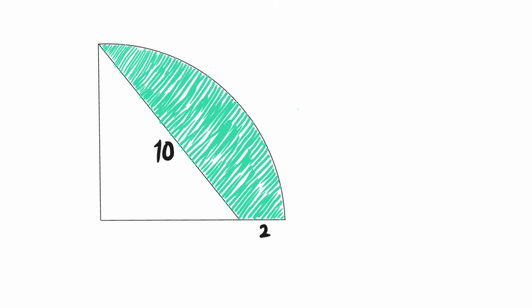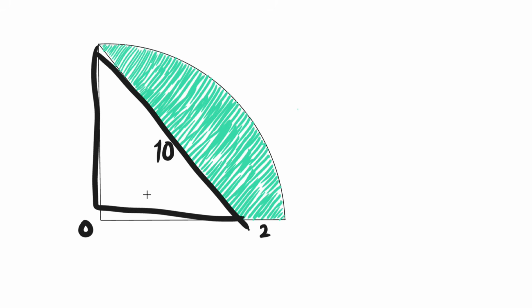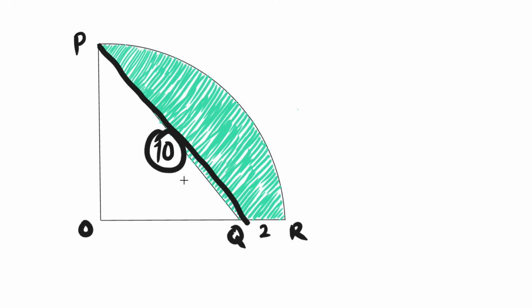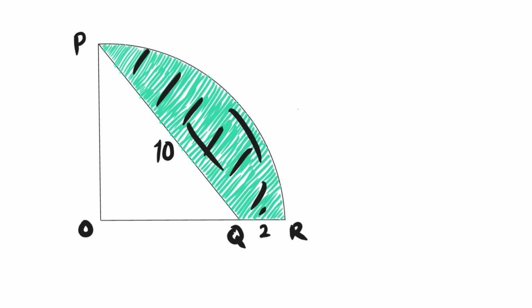All right, my friend, let's work through this beautiful geometry problem together very carefully. We have a quarter circle with center at point O, and inside that quarter circle, we have a right triangle POQ. We are told that the small segment QR has length 2 units, and the diagonal PQ has length 10 units. Our goal is to find the area of the shaded region, which is the part inside the quarter circle, but outside the triangle.